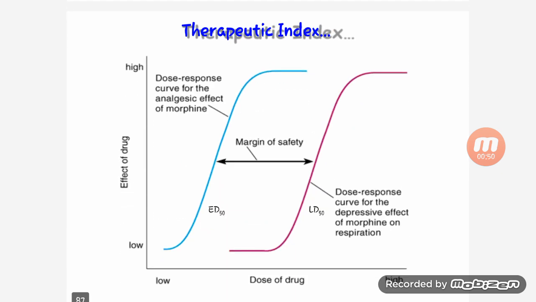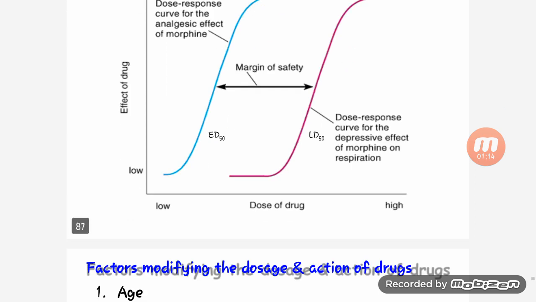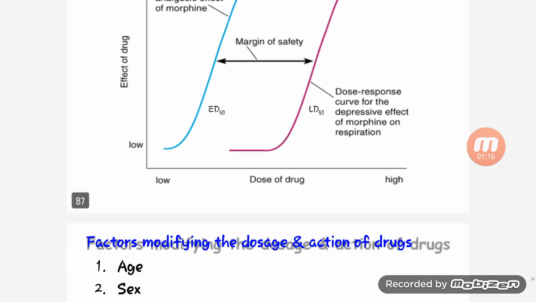So you can see the therapeutic index here, effect of drug versus dose of drug. You can see low to high on both sides. Then you can see the ED50 and LD50 dose response curve for the analgesic effect of morphine, and the dose response curve for the depressive effect of morphine on respiration. So both you can see.